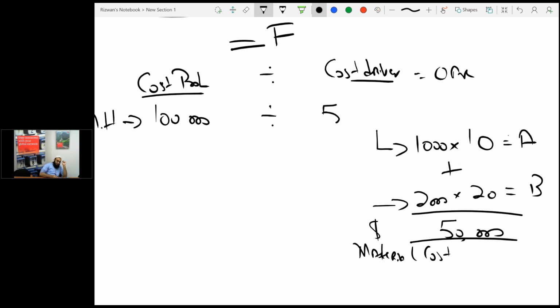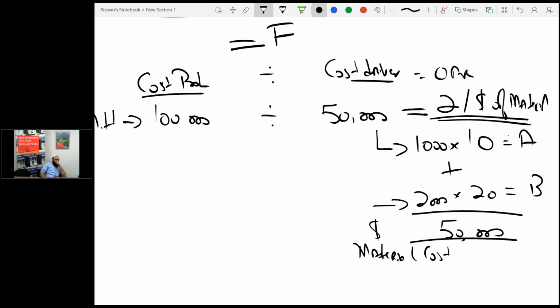Now divide the cost pool by 50,000 and you will get the OAR of 2 per dollar of material purchased. According to the question, you had to use the volume of material purchased, right? So you multiplied the material cost per unit with the number of units and got the total material cost. Then you divided the cost pool by the total material cost and got the OAR of 2 per dollar of material cost.